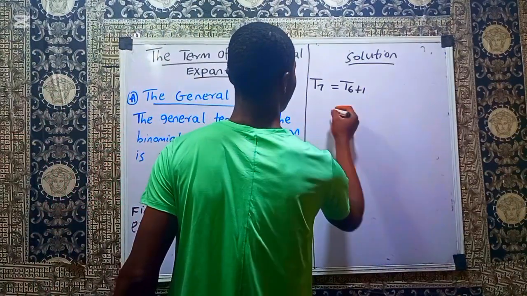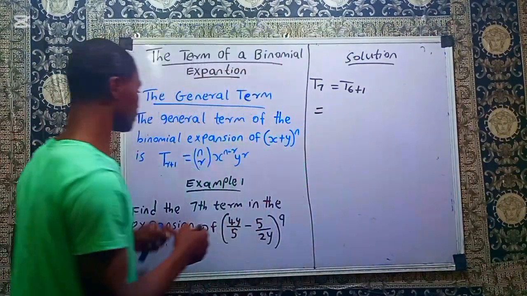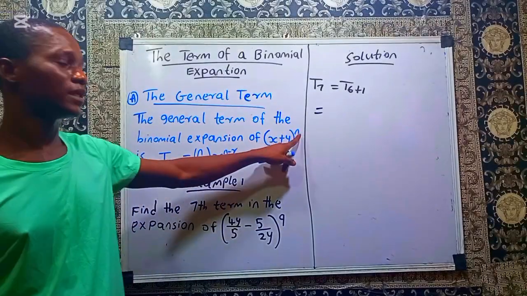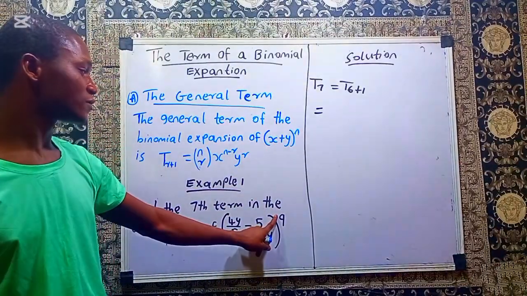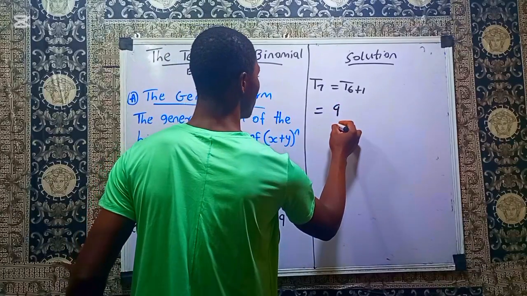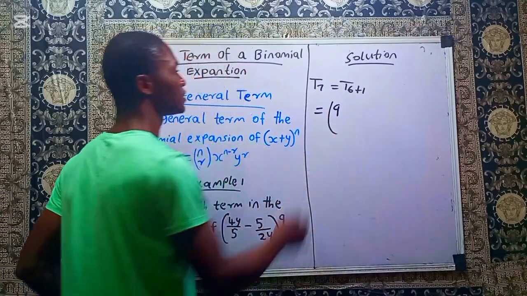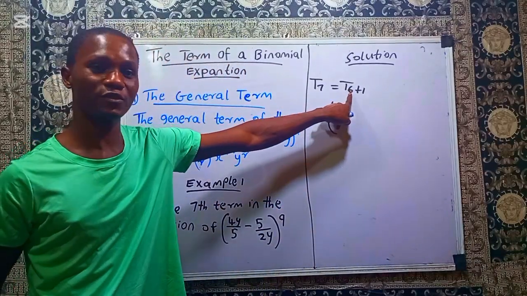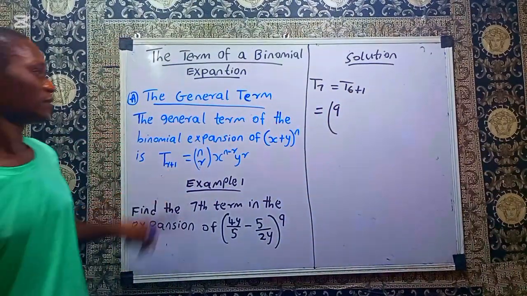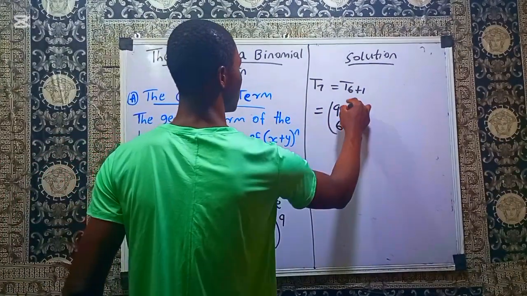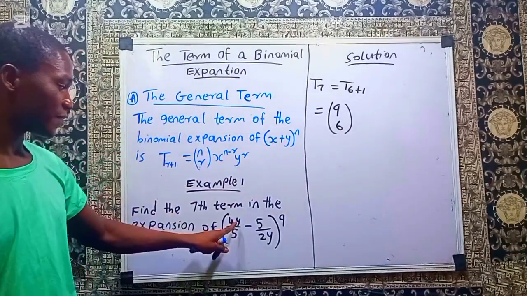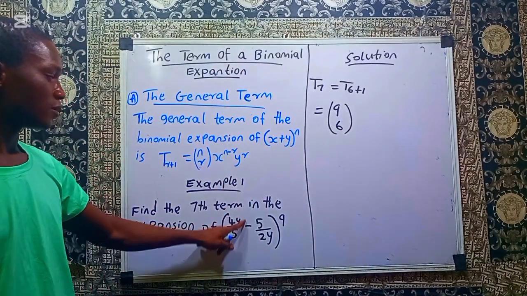So by the formula, this will be equal to n combination r. What is n? The index of the bracket. What is the index of the bracket? 9. So I'm going to say 9 combination. What is r now? r is this number here, which is 6, as we have it here. Combination 6. Then x is the first quantity inside the bracket. What's the first quantity? See the first quantity here.